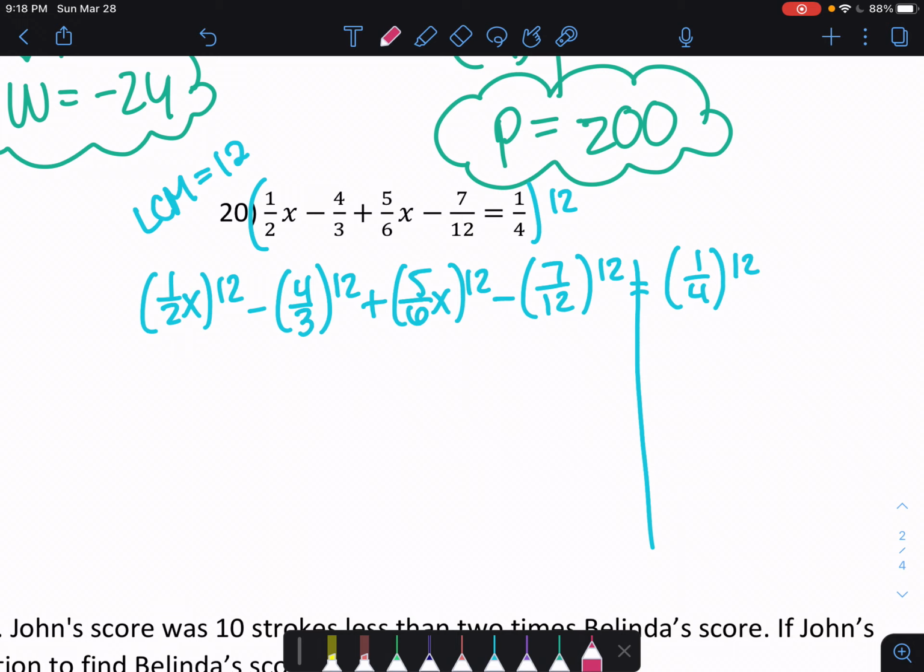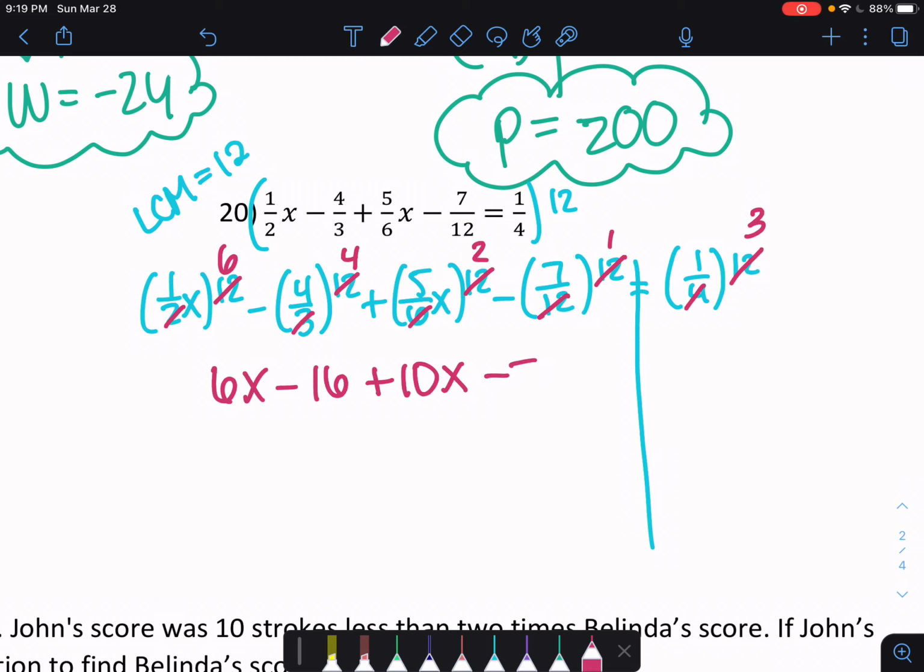Now this time I am going to cross cancel in every single part of this. So here I'm left with 6, here I'm left with 4, and 2, and 1, and then 3 on this side. So I've got 6x minus 16 plus 10x minus 7 is equal to 3. So I can go ahead and combine like terms. 6 and 10 is going to be 16x. And then negative 16 and negative 7 is going to be negative 23 is equal to 3.